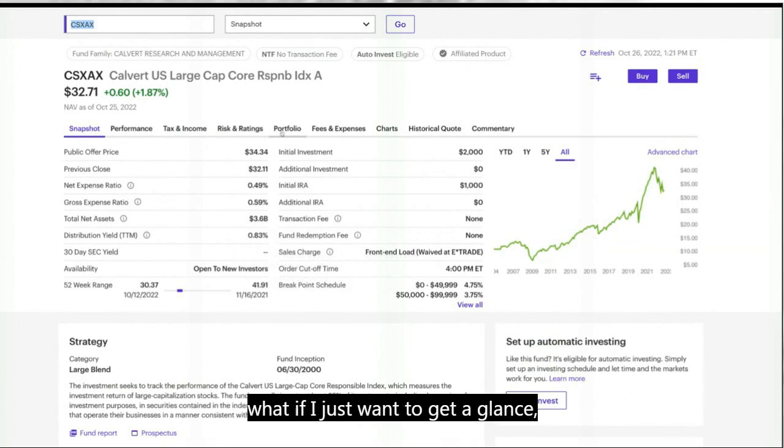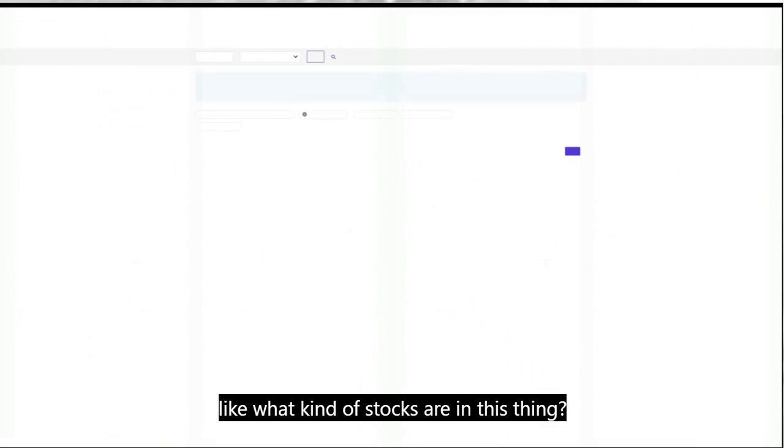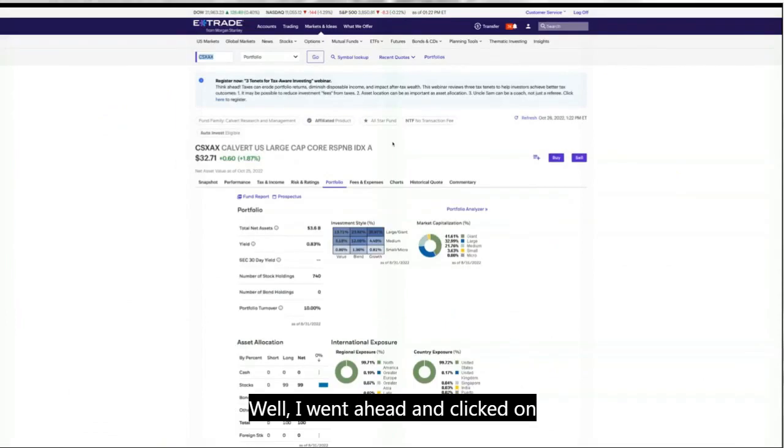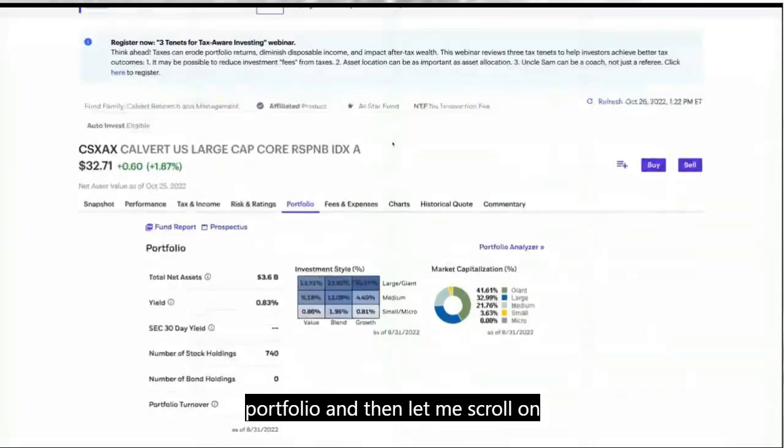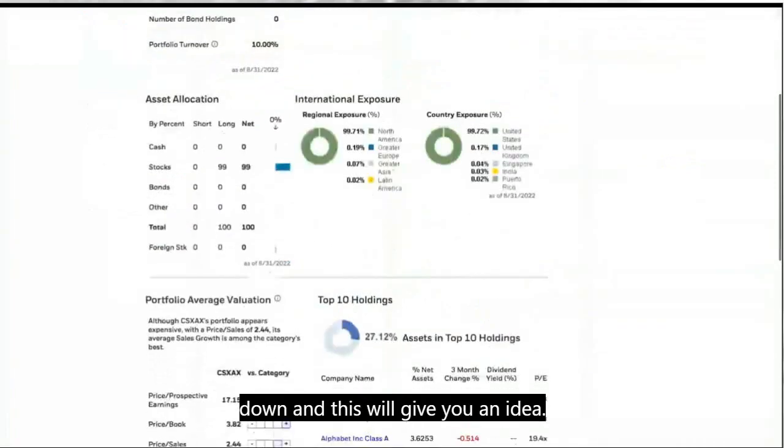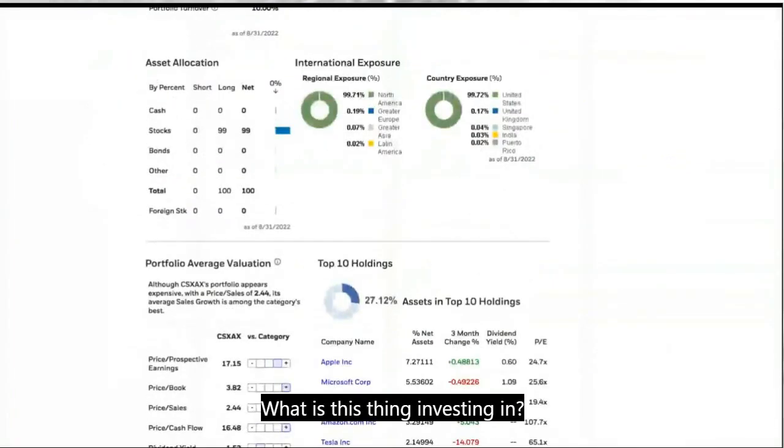What if I just want to get a glance, like what kind of stocks are in this thing? Well, I went ahead and clicked on portfolio, and then let me scroll on down, and this will give you an idea. What is this thing investing in? Well, 99% of it is going into stocks. Okay, remember Dave was saying there's that mix of stocks versus bonds? This is all stocks. There's no bonds. Are you younger? Are you more aggressive? How much time do you have? How is this going to be in your mix?